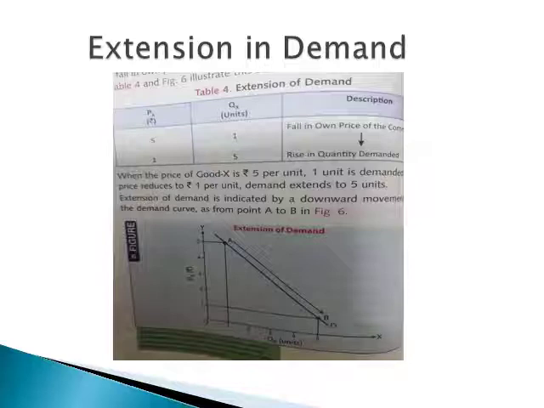When price is rupees 5, demand is 1, and you mark the point A. Then price falls to 1, demand extends to 5. At this point, you write the point B. Join both the points A and B, and you will get a demand curve AB. That is, there is movement from upper point to lower point on the same demand curve. So when there is movement from upper point to lower point on the same demand curve, it is known as extension of demand.